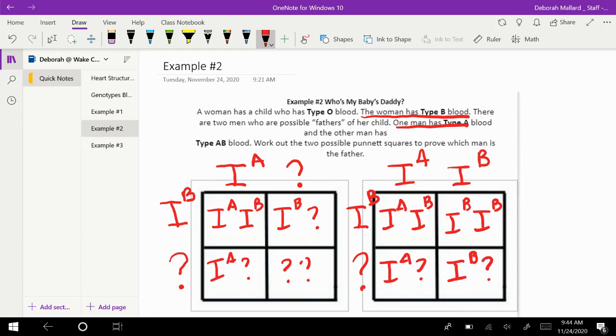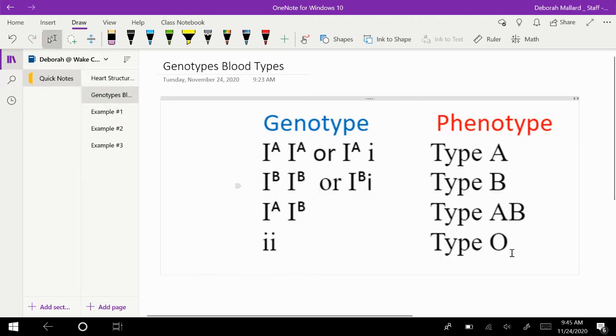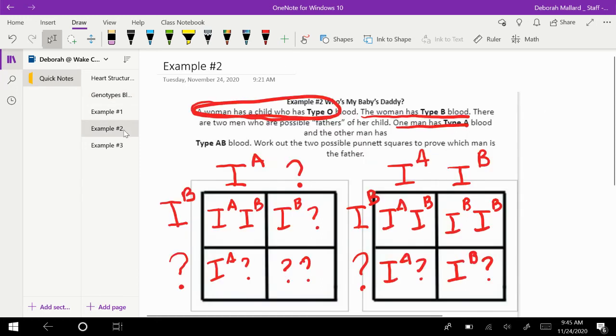All right, so I'm looking back. I have filled in my Punnett squares for man one and man two. And notice I do have lots of question marks because those are the pieces of information we don't have. However, we can go back and look here that the woman has a child with type O. All right. So if she has a child with type O, I go and look back at my chart. Type O is two little i's. All right. So type O is two little i's. Her kid is type O. So her kid has to have two little i's.